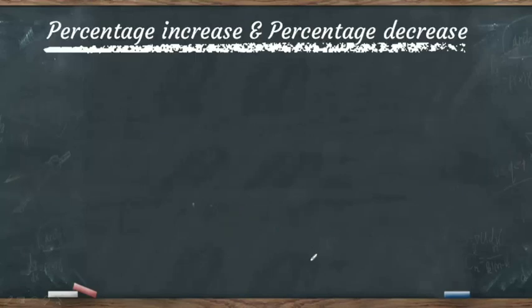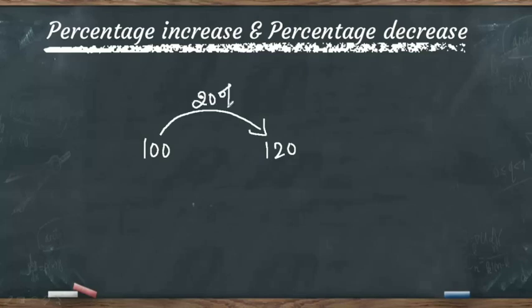Now moving on with the second concept, percentage increase and percentage decrease. Well, now let's take a very simple example. You have 100 rupees in your hand and I'm giving you 20 rupees. Then it becomes 120. What is the percentage increase from 100 to 120? You can calculate it very easily. A 5th standard kid would do it very quickly. It's nothing but 20%.